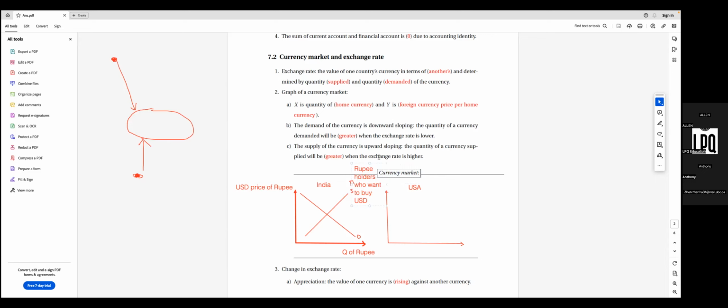Super easy, right? If you don't want to convert your rupees into USD, you don't need to come to this market. You supply your money. What is the reason? Because you want to buy some USD. So we use a supply curve to model the behavior of this group of people. We call them rupee holders, who want to exchange for USD.